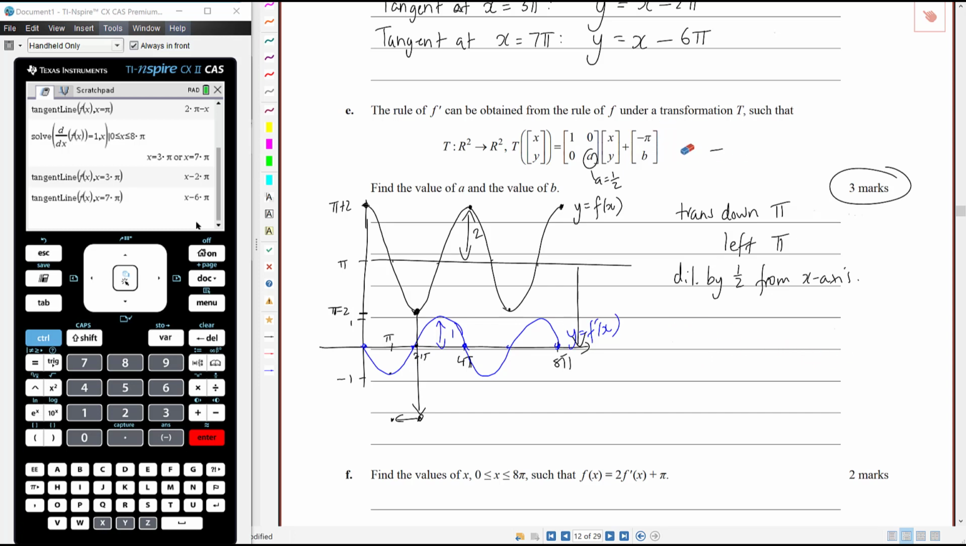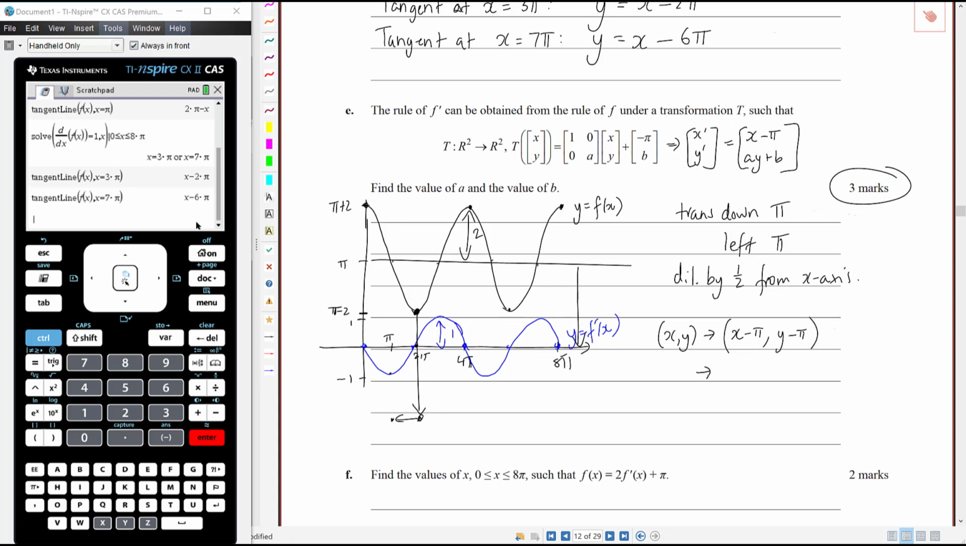So let's expand this out. This is telling us that x dash, y dash, which is what the transformed version of x and y are, is equal to x minus pi, and this is ay plus b. Okay, so x dash has to equal x minus pi and y dash has to equal ay plus b. Let's think through this sequence of transformations. If you take a point and you translate it down by pi and left by pi, you're going to get x minus pi and y minus pi.